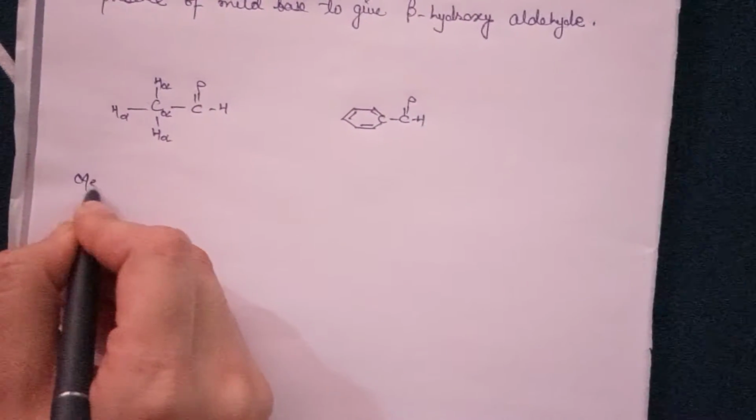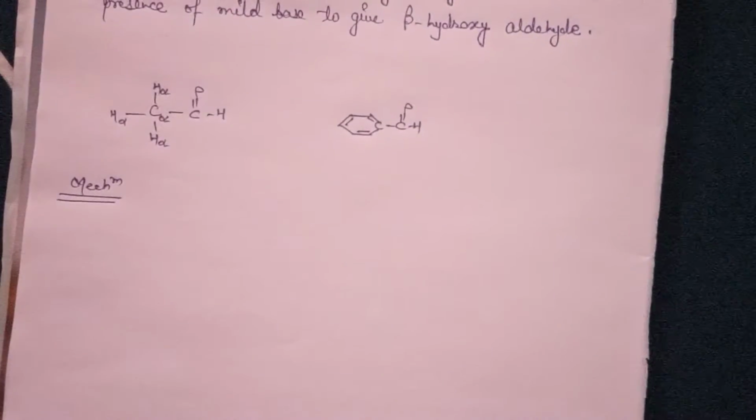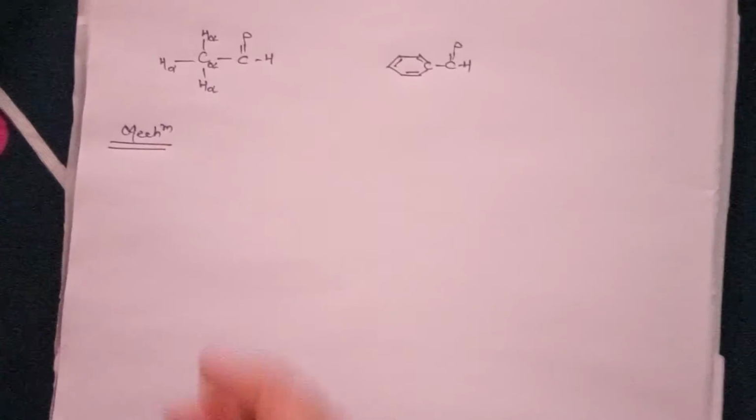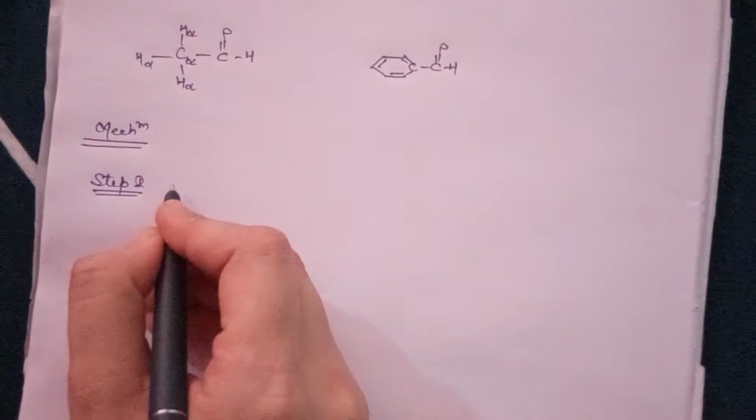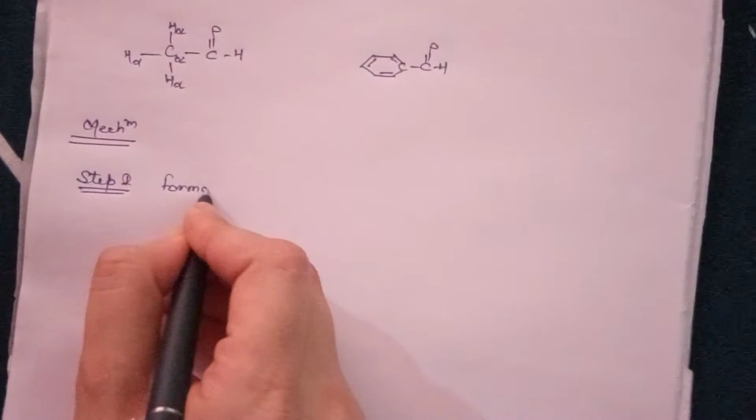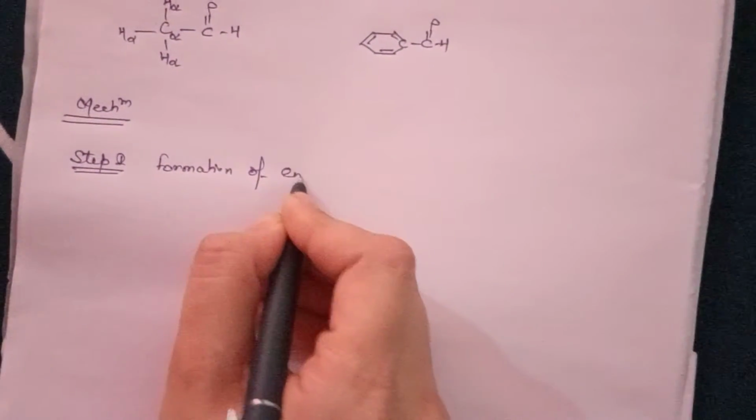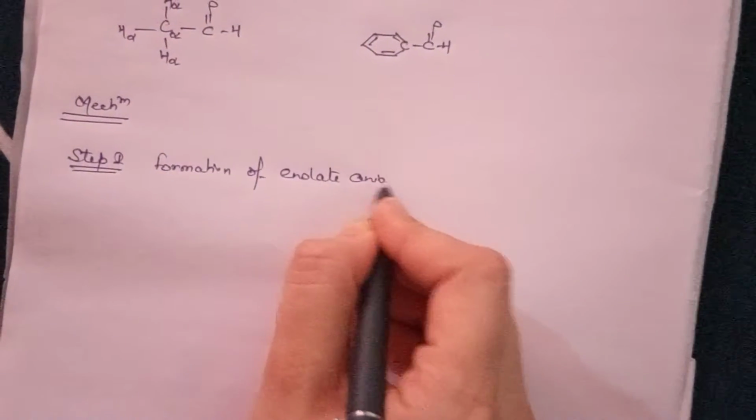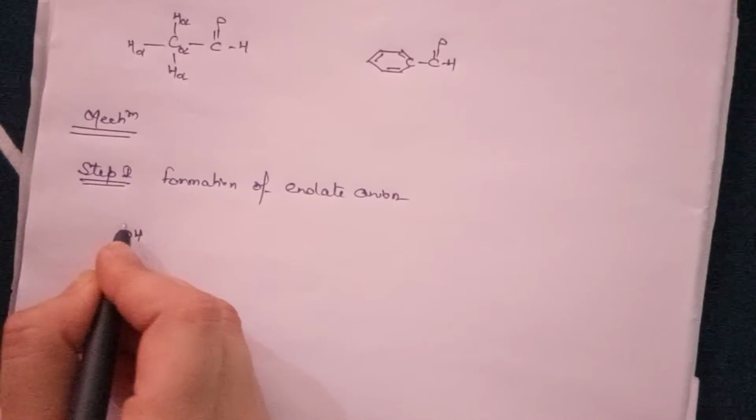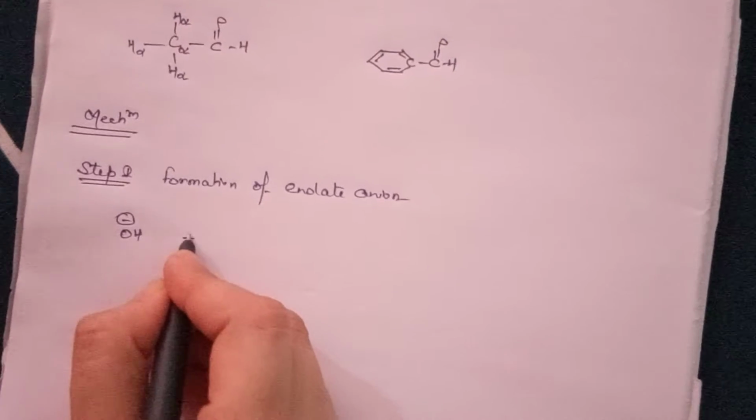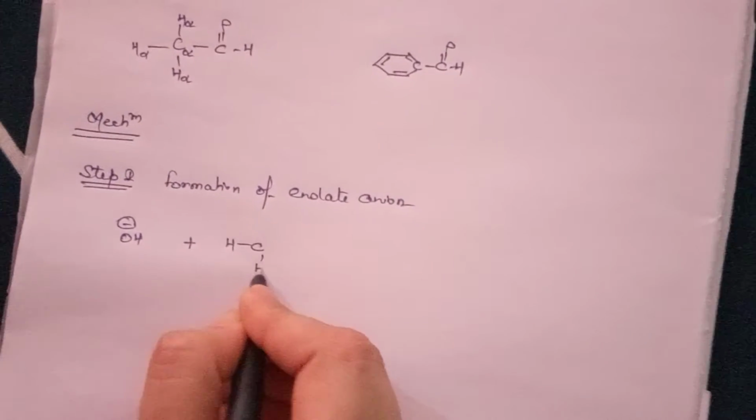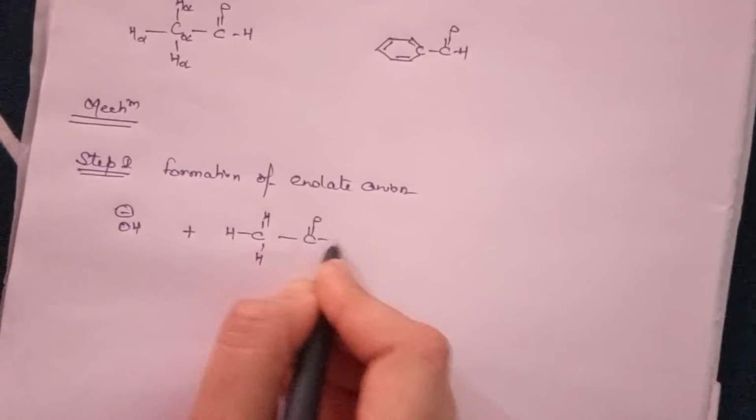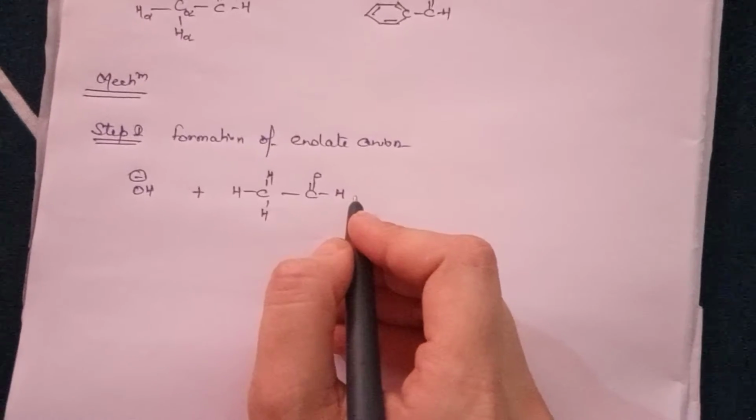Now let's see the mechanism of the aldol condensation reaction. It includes three steps. The first step involves formation of enolate anion. In the presence of mild base hydroxide anion, one of the aldehyde molecules carrying alpha hydrogen undergoes electron displacement effect.